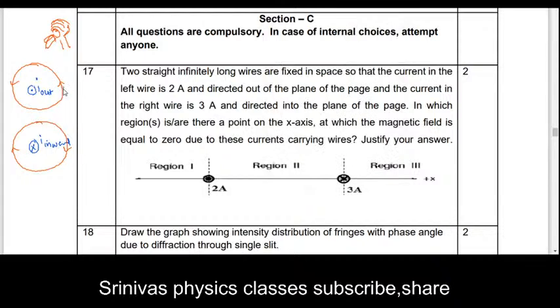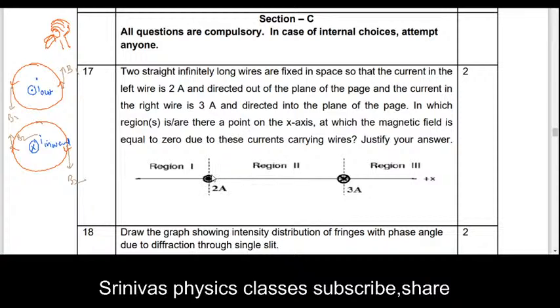That means here, if you want to draw a tangent for the field, it will be there. There is a field due to this conductor, B1, due to the first conductor. The field due to the second conductor is opposite, B2. Like this it will be. Okay, it was very simple. I will explain what they are asking.